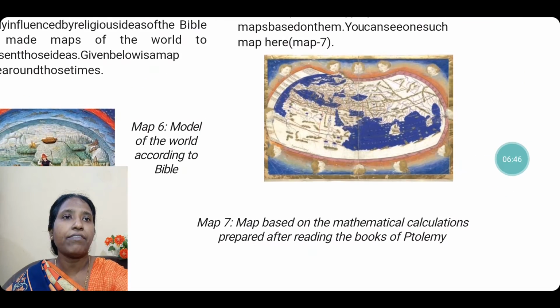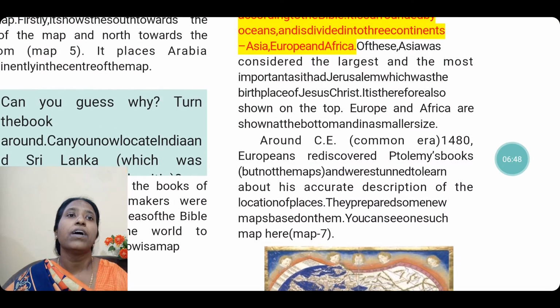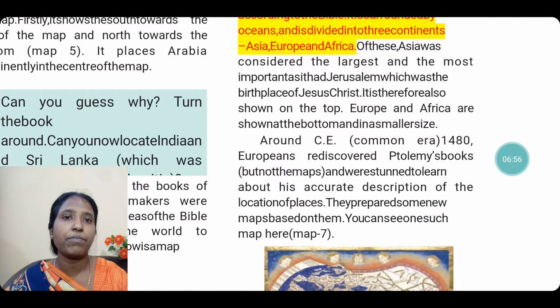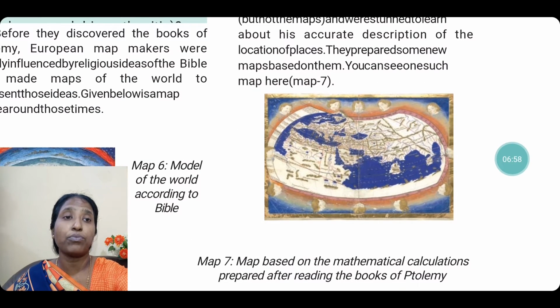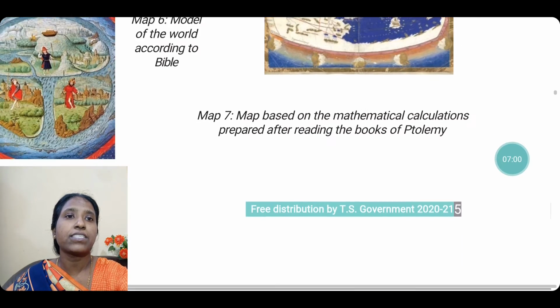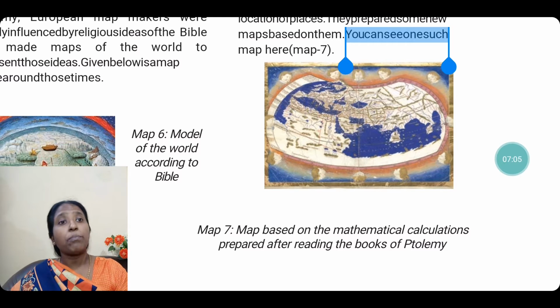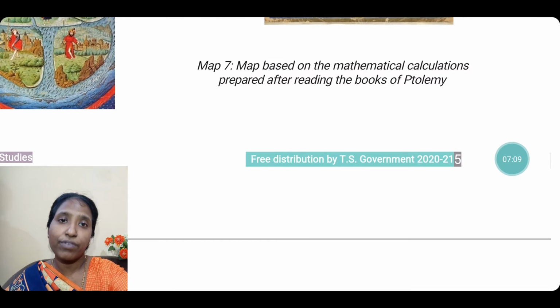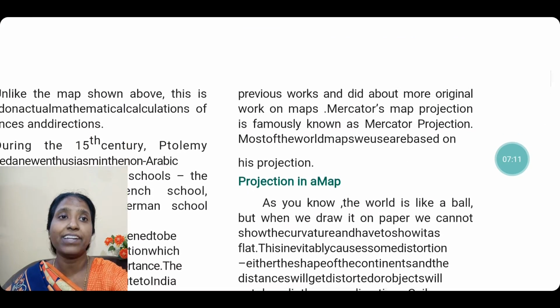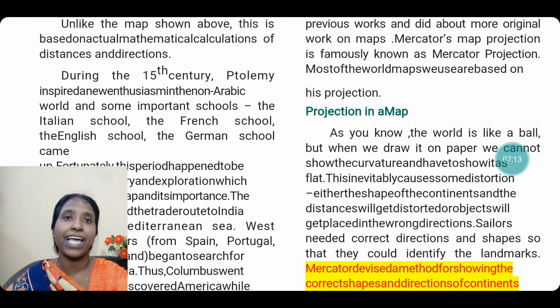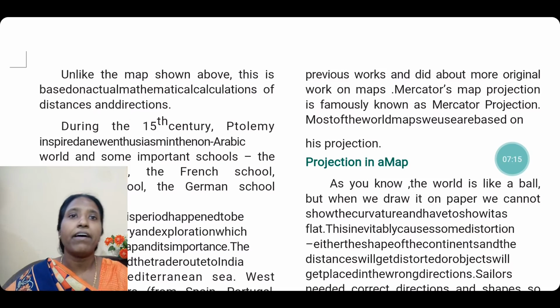And after that they also made some study of Ptolemy's books, because all the maps whatever he had made, all that disappeared. They used the information in the books of Ptolemy, and they started making some maps. This is a map you can see based on the mathematical calculations prepared after reading the books of Ptolemy. Whatever Ptolemy had written, using those mathematical calculations, they made the map.